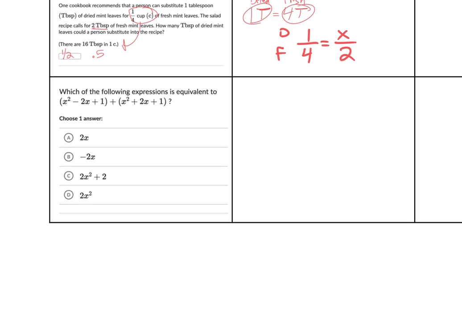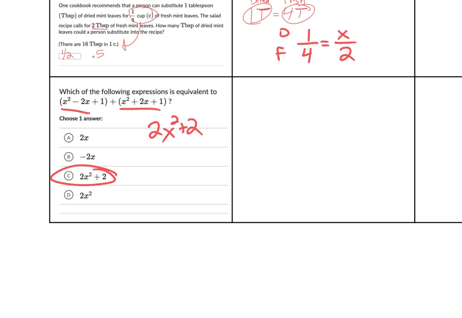Which of the following expressions is equivalent to this and this? I don't think there's anything tricky here. If you see a problem like this, make sure that you have a plus. If it's a negative, make sure you distribute that to each term in that second parentheses. So this would be x squared plus x squared is 2x squared. Minus 2x plus 2x cancels. 1 plus 1 is 2. 2x squared plus 2 is my answer.